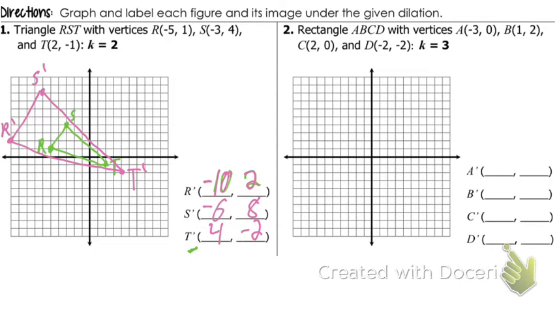Let's first graph the rectangle ABCD. I'll give you a second to do that now. Okay, so we have this rectangle ABCD. And now what's our scale factor this time? 3. 3, so what are we going to do with all these numbers? Multiply them by 3. Very good, Seth.